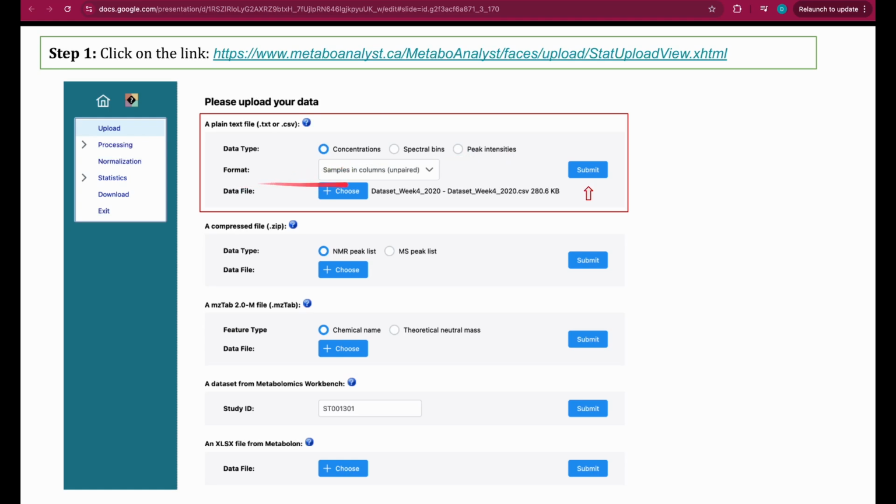Then comes format. In format, it depends on the format of your file, how the data is arranged. In this case my data was arranged in columns. So samples were arranged column-wise and they were unpaired. It is also possible that my samples are arranged row-wise, so in that case I have to select the format according to how my data is arranged, so that it can distinguish among different samples.